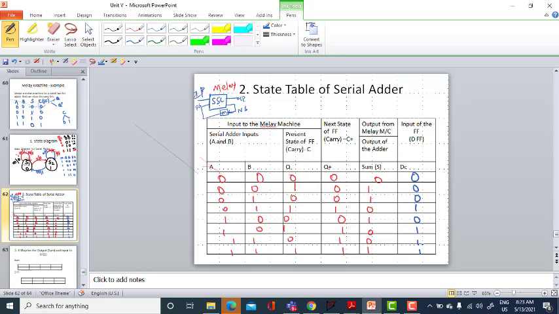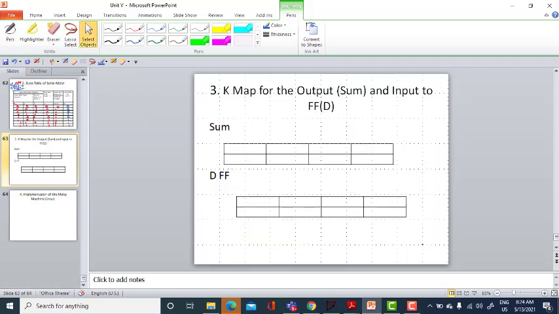Refer to the excitation table of your D flip-flop. Your Q plus and D will be the same. And this is step 2 of your Mealy machine design. Next are the sum and the carry. How do we derive the expressions for the sum and the carry?